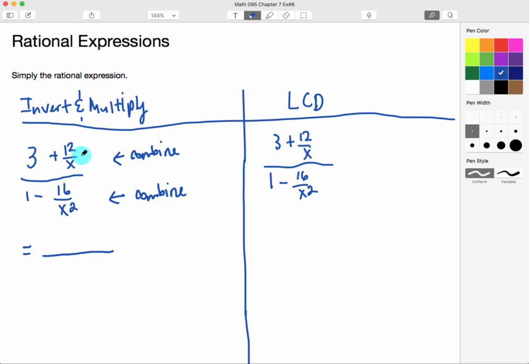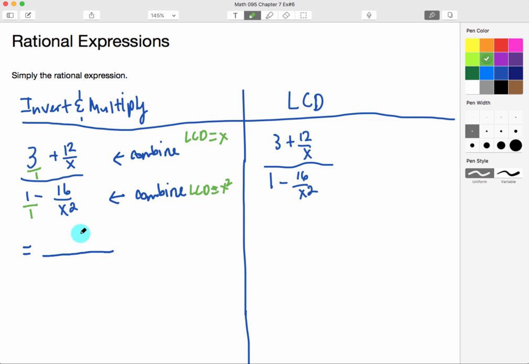So I notice that on the numerator, there's a couple of numbers that don't show a denominator, so I'm going to throw a 1 under each of them. And then I'll look at the LCD for the numerator. Let's see, the least common denominator from x and 1 is going to be x. And then on the denominator, this big giant denominator, x squared and 1, the LCD there is x squared.